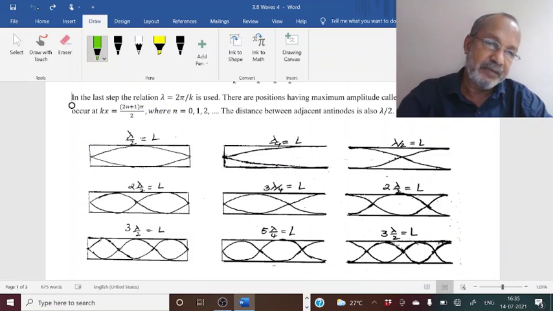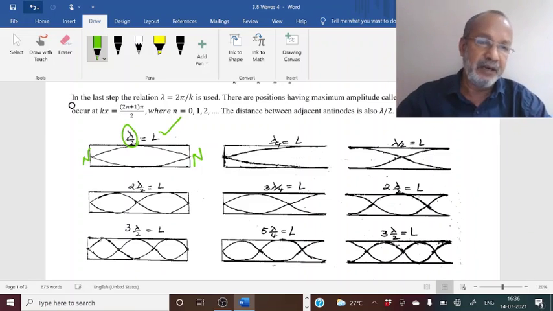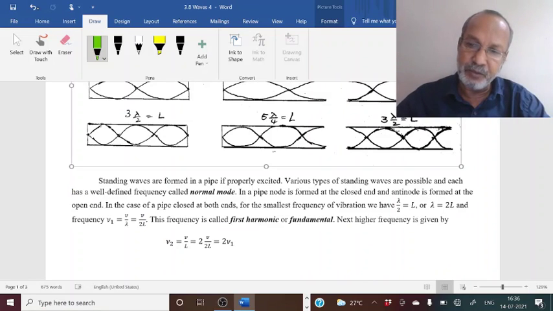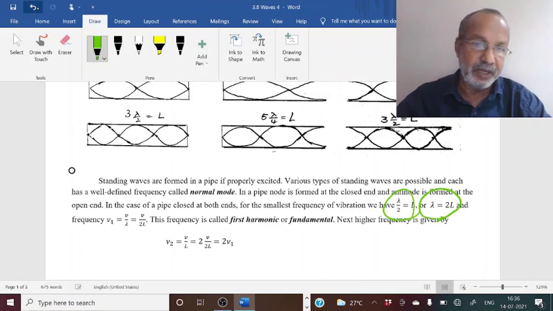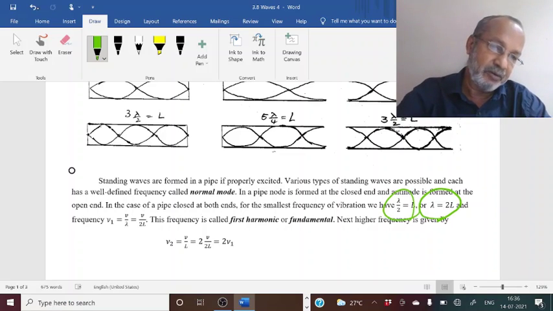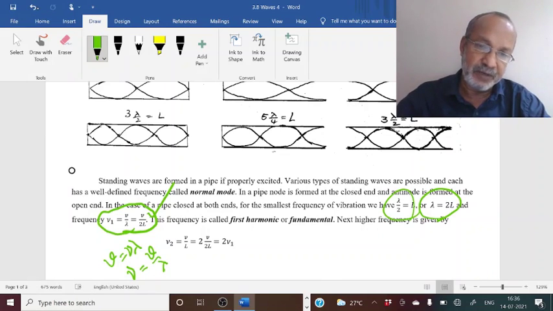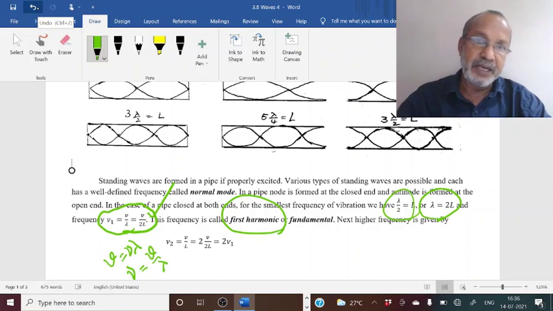In the first case, we know the distance between adjacent nodes is lambda by 2. So this lambda by 2 will be the length of the pipe L. So we have lambda by 2 is equal to L, or lambda equal to 2L, and using the equation V is equal to nu lambda for waves, the frequency of vibration nu will be equal to V by lambda. So using that, the first frequency of vibration will be V by 2L. That frequency of vibration is called first harmonic. There is another terminology, it is also called fundamental frequency.